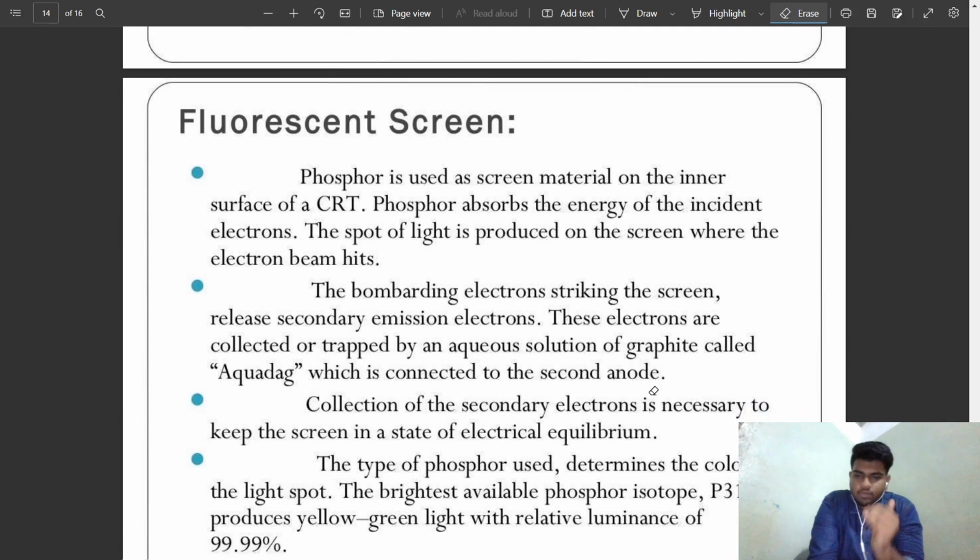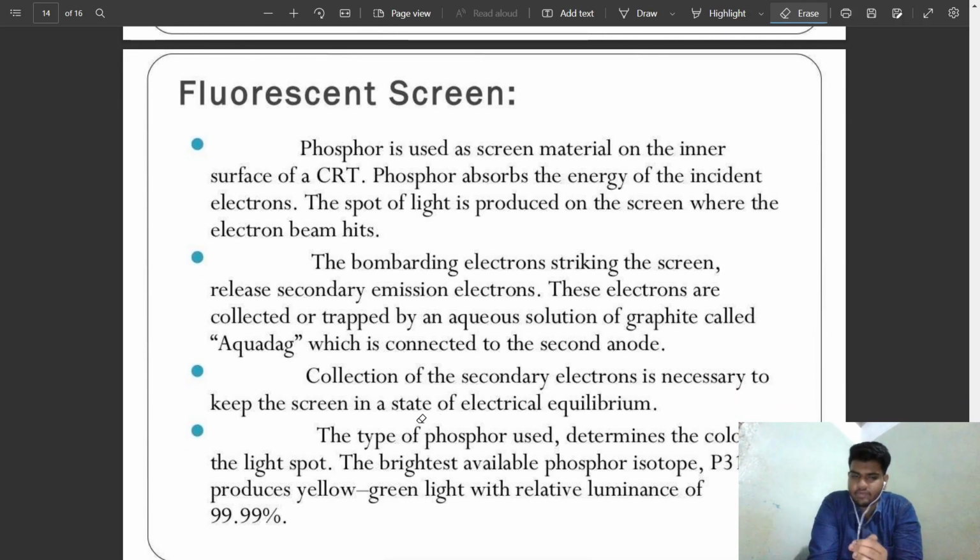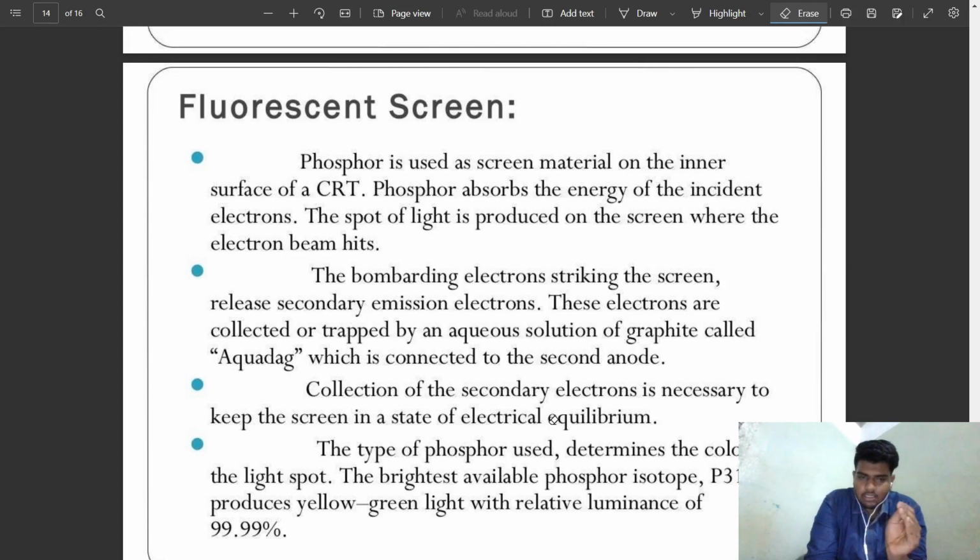Now, the type of phosphor used determines the color of the light spot. The brightest available phosphor, P31, produces yellow-green light with a relative luminance of 99.99%. Just like sanitizers which kill only 99.99% of germs, P31 has a yellow-green light which produces a luminance of 99.99%.